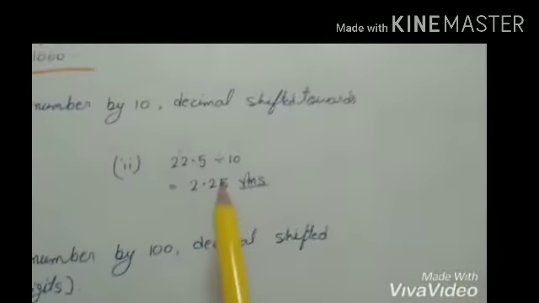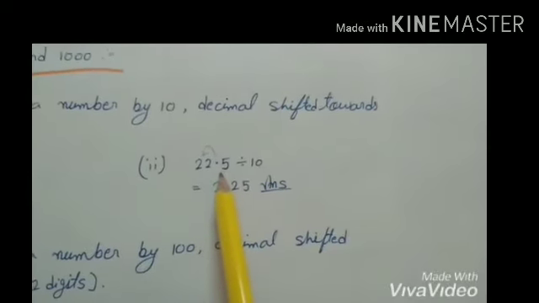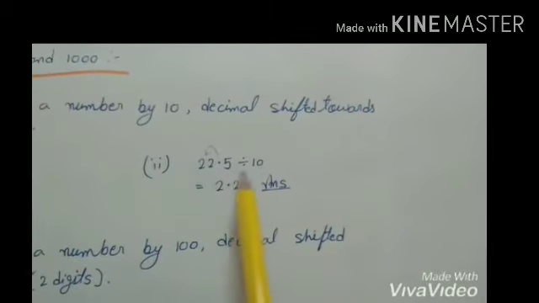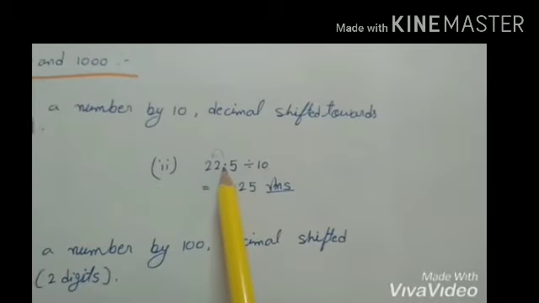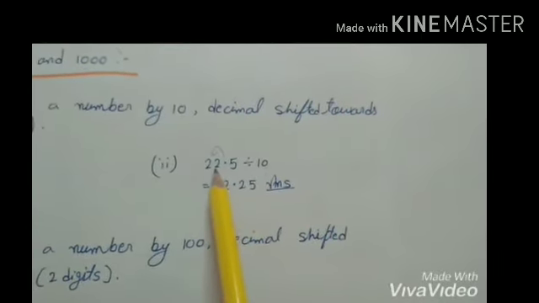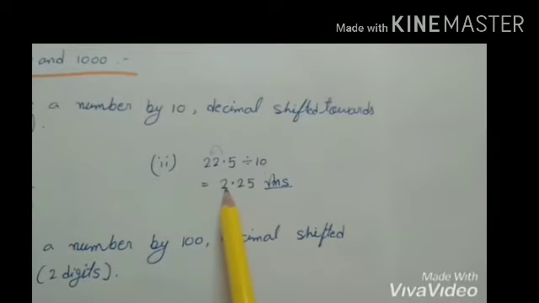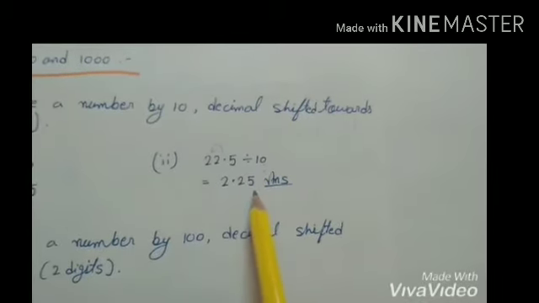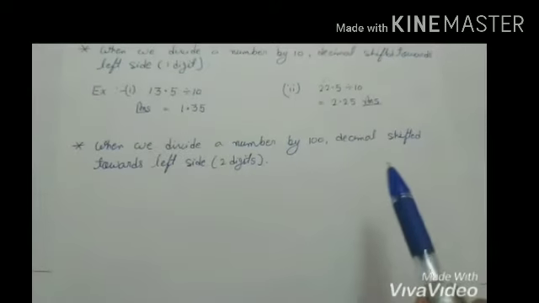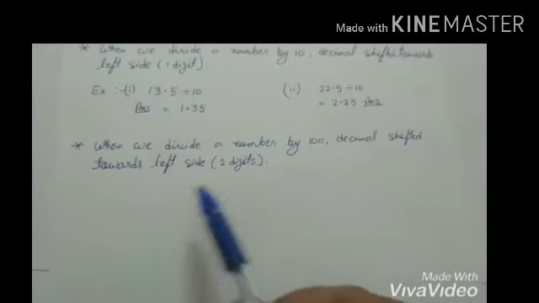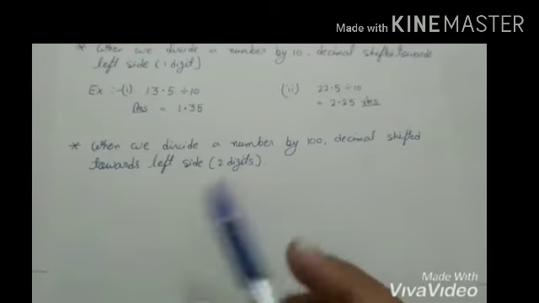In another example, we have 22.5 divided by 10. So again we have to divide by 10, that means we have to shift the decimal one digit towards the left side. So the answer will be 2.25. Similarly, when we divide a number by 100, the decimal shifts two digits towards the left side.